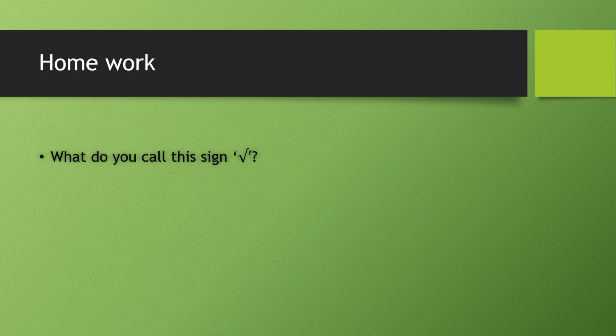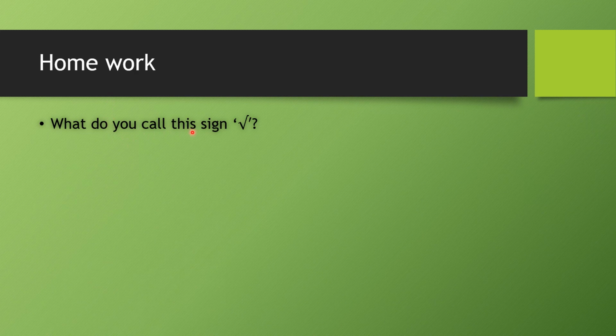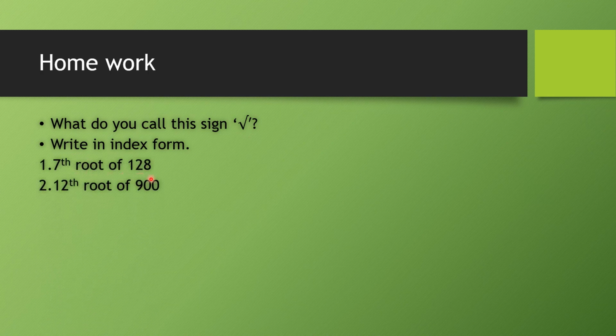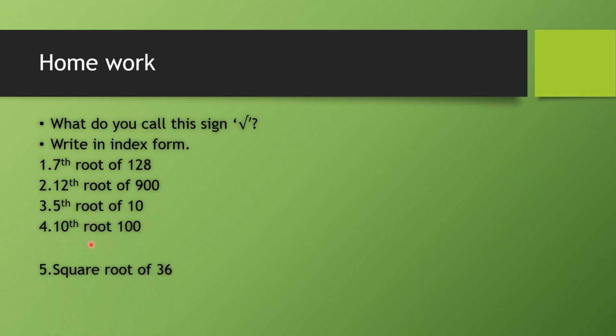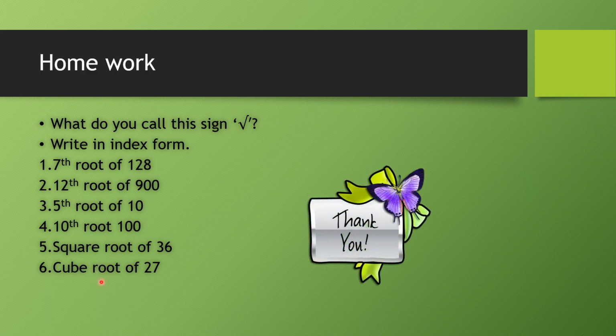Now homework. What do you call this sign? This is the sign, and what is the name of this sign? I have told you. Write in index form. Number 1, 7th root of 128, 12th root of 900, 5th root of 10, 10th root of 100, square root of 36, cube root of 27. Thank you.